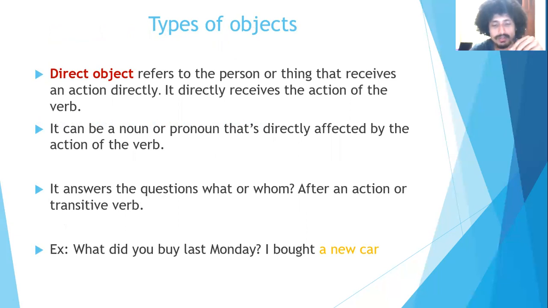Let's start with direct object. Direct object refers to the person or thing that receives the action directly. It directly receives the action of the verb. It can be a noun or a pronoun, but it's directly affected by the action of the verb. It answers questions like what or whom after an action or transitive verb. For example, what did you buy last Monday? I bought a new car. A new car is the direct object because it's the thing that receives the action. The car is being bought by me.